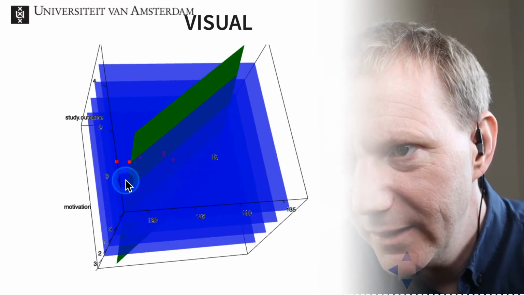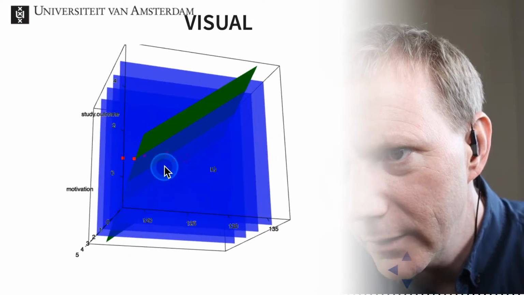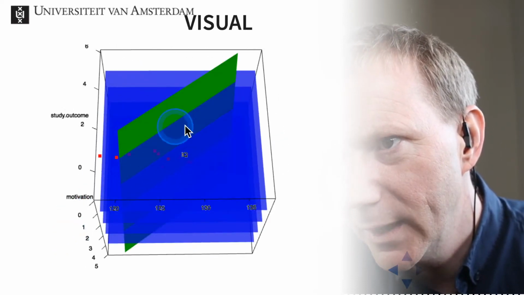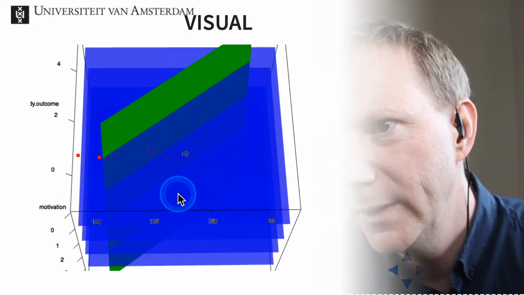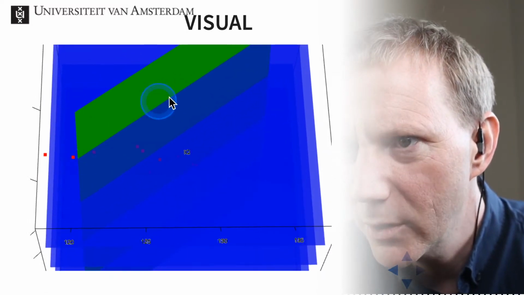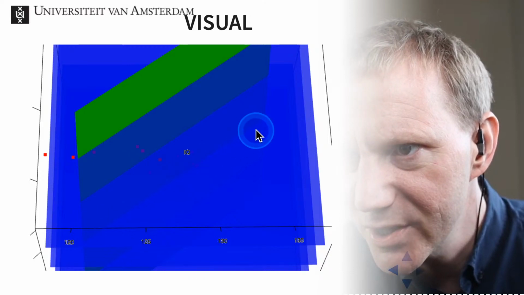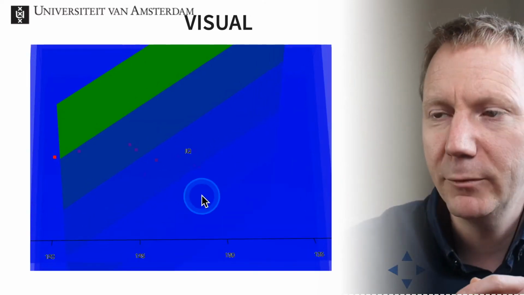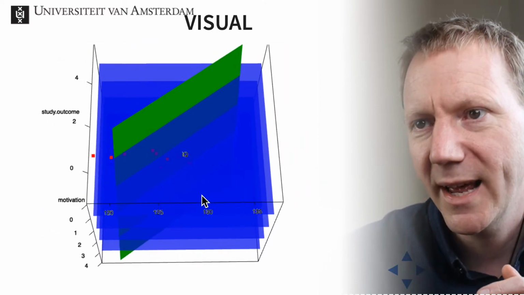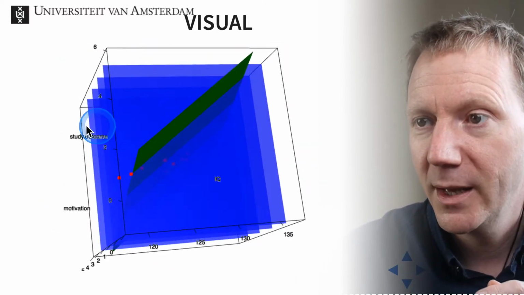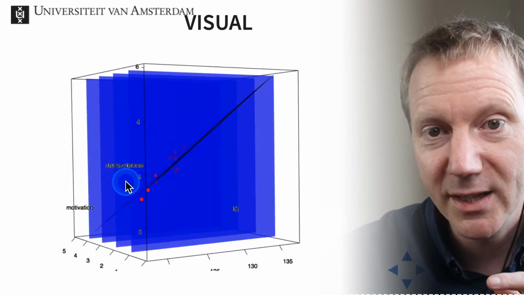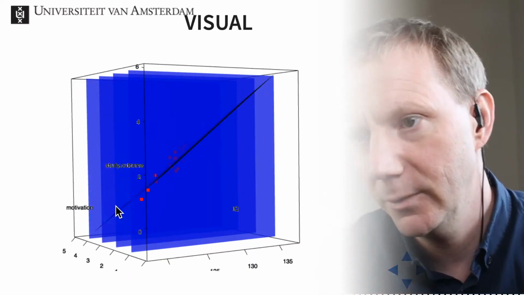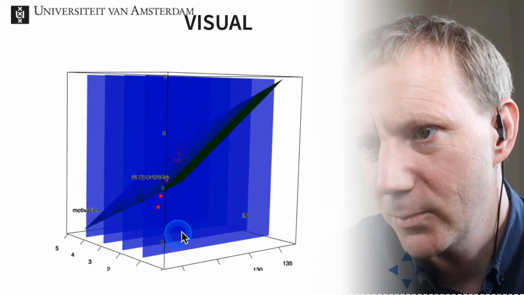So we see here that for every level of motivation, we see that the relation of IQ with study outcome is the same. So all lines have the same slope. And what we'll see when we go into moderation analysis is that because in moderation analysis we do allow an interaction, we can have a difference, and we'll look at this next week.